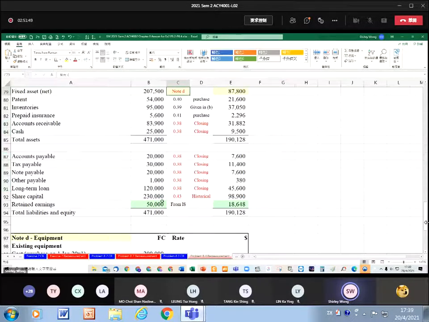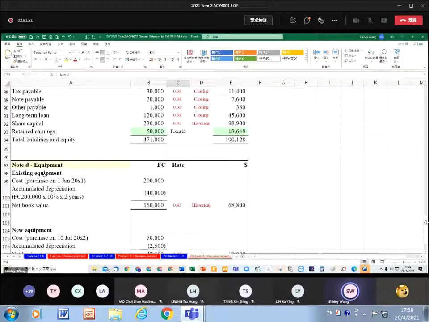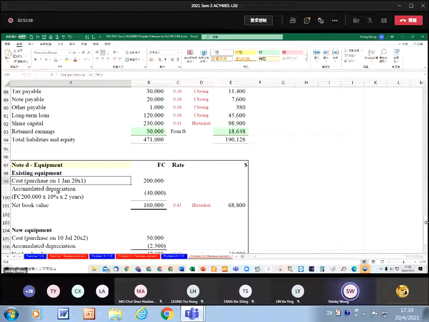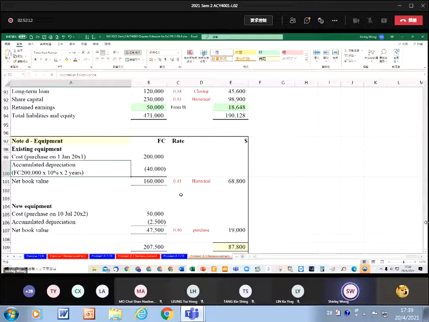So Note D involves two equipment. One is the existing equipment that has the cost of 200,000, and we purchased it on 1st of January 2001. Now is 2002. We have already used it for 2 years. Therefore, the accumulated depreciation is 14,000. That is for 2 years. The net book value is 160,000.